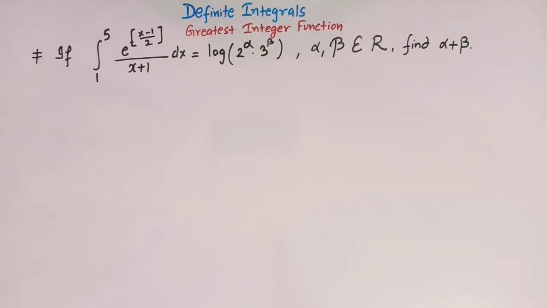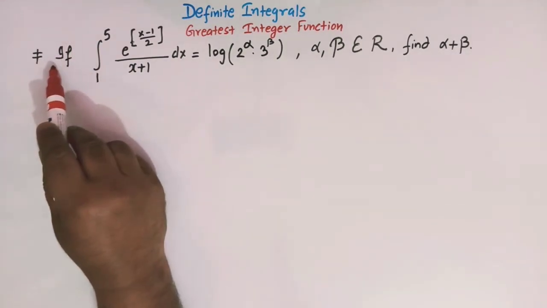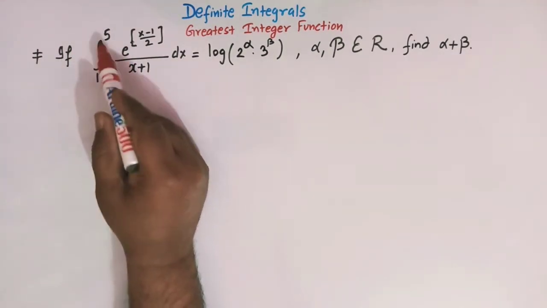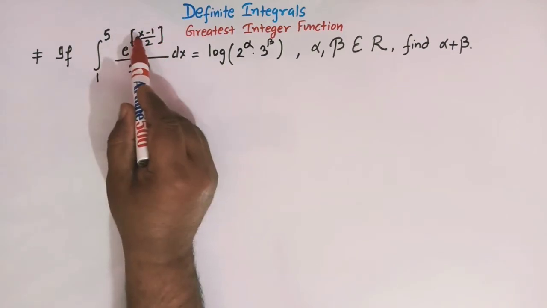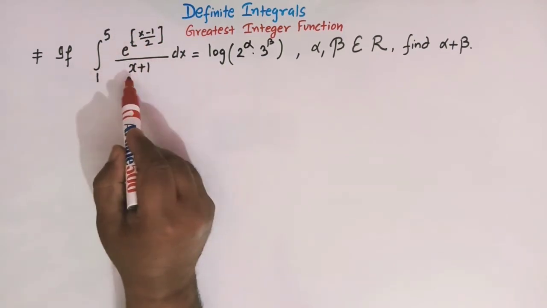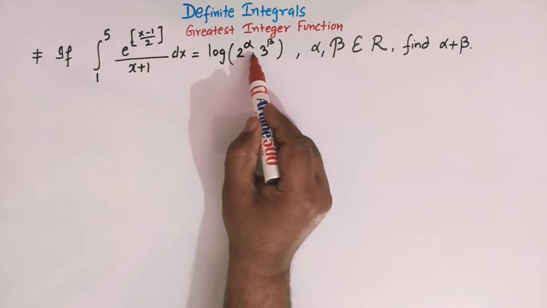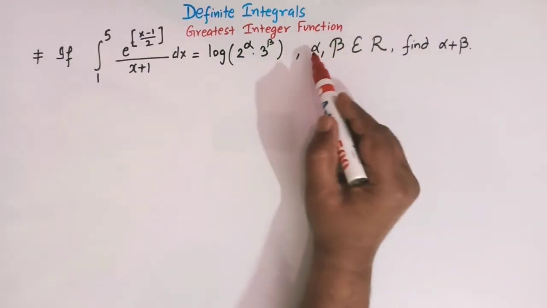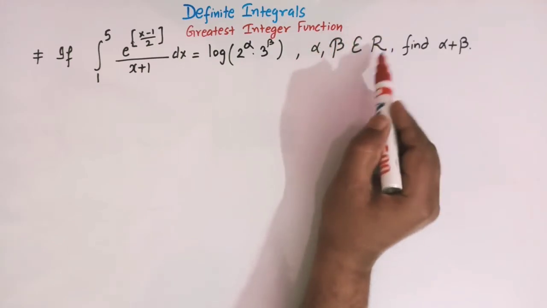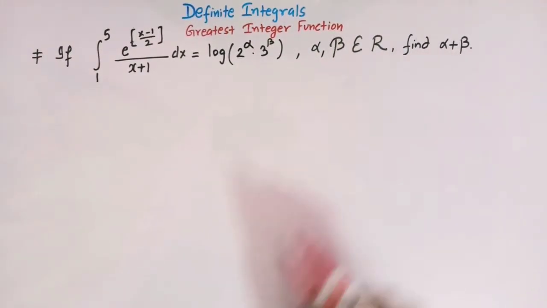Hello viewers, in today's class we are going to discuss yet another important and conceptual problem from definite integrals involving the greatest integer function. So here we have this problem: if the integral from 1 to 5 of e raised to the greatest integer of (x minus 1)/2, divided by x plus 1, is equal to log of 2 raised to alpha multiplied by 3 raised to beta, where alpha and beta belong to the set of real numbers, then we have to find the value of alpha plus beta.